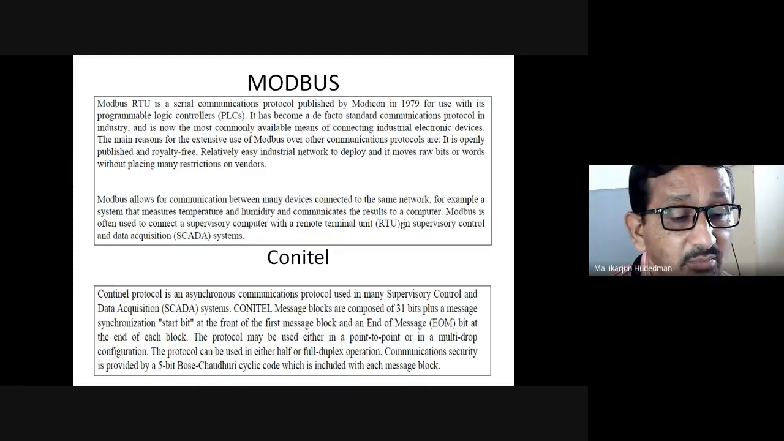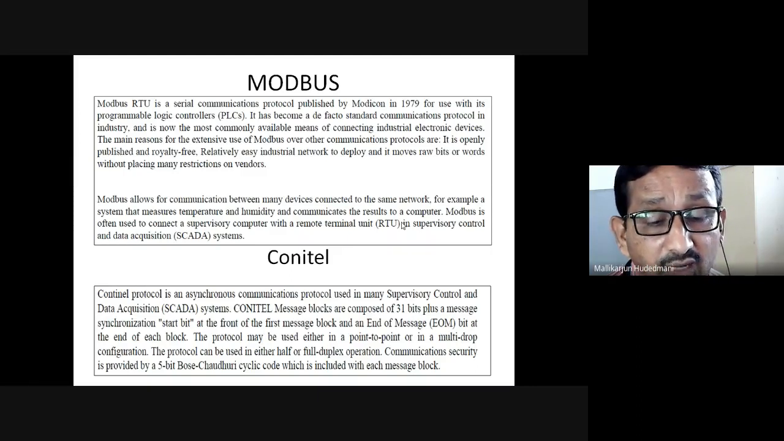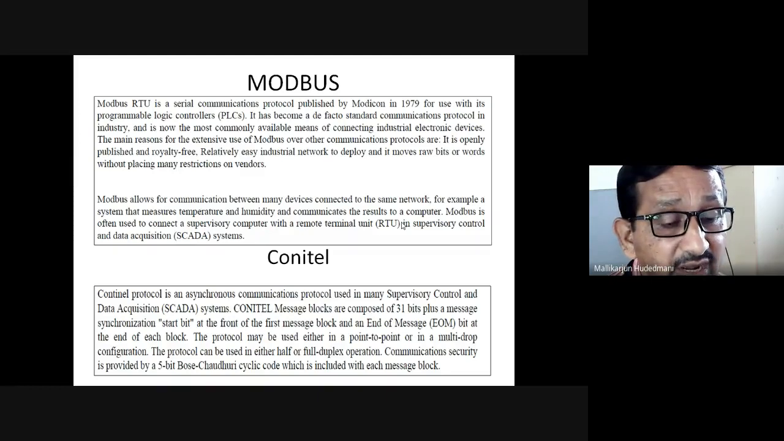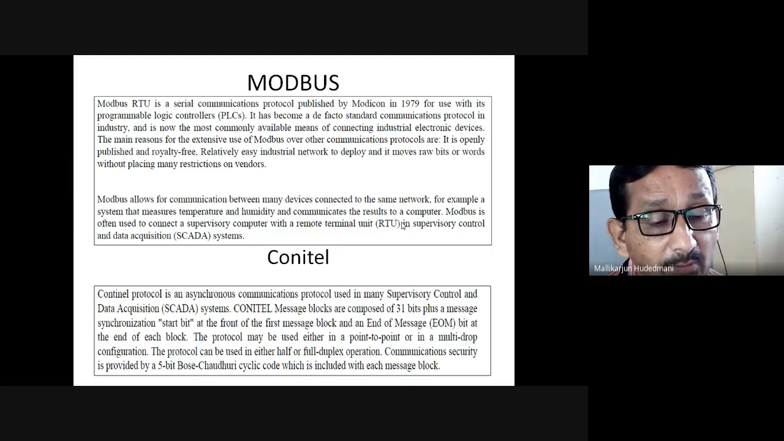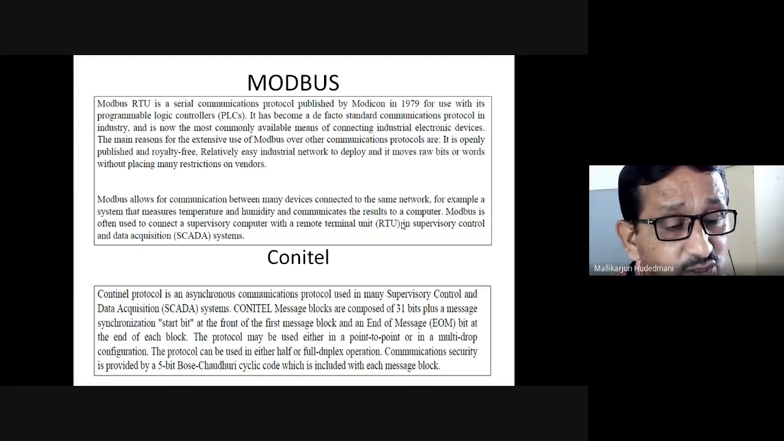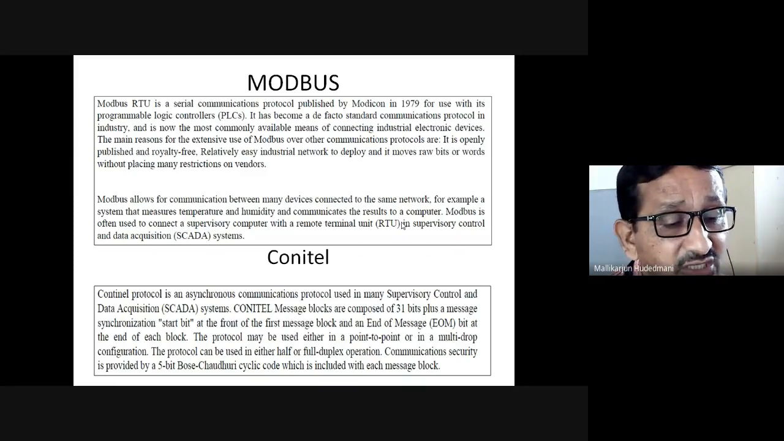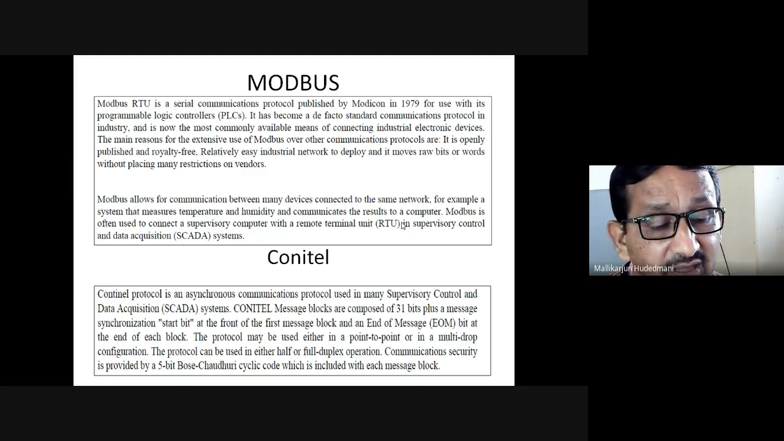The main reason for the extensive use of Modbus over other communication protocols is that it is openly published and royalty free. This technology is open to the public and to manufacturers who can use this mode of exchange of data among electronic devices. They can download this communication syntax down to the devices. After being configured, devices respect and communicate with each other in this Modbus periphery.